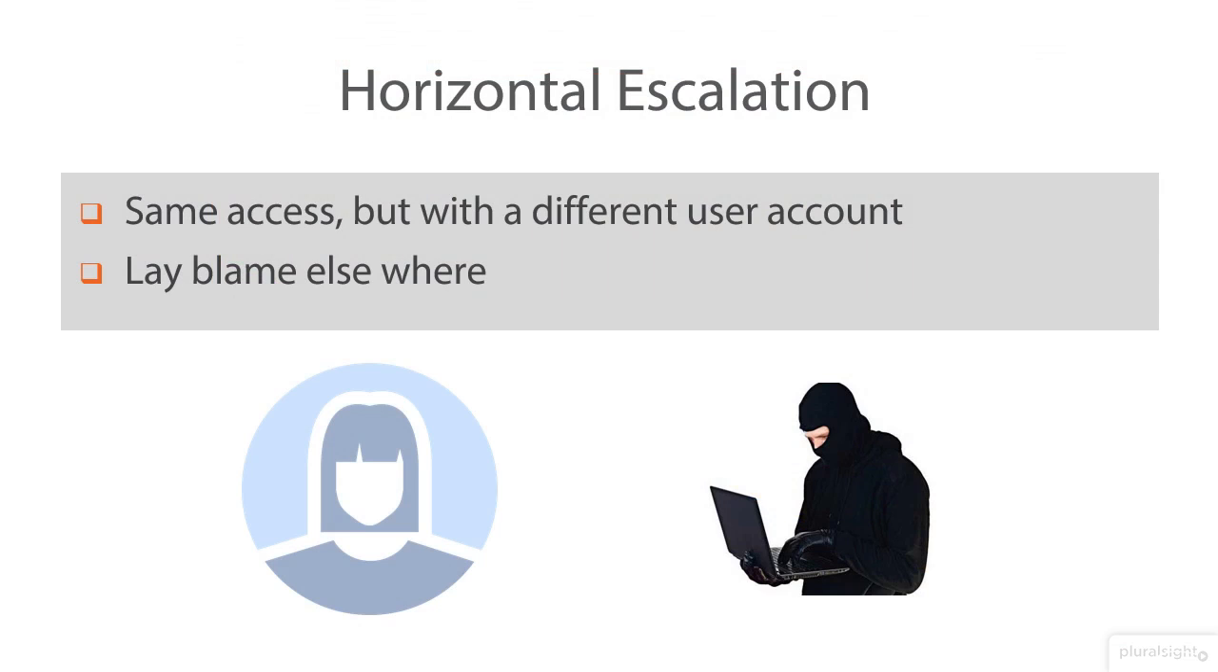Now there's another type of escalation that we can use, which is called horizontal escalation. And this is just simply where we use a different account with the same rights that we have to do what we want to do, but we get to lay the blame on them. And technically, I guess there's one more escalation type. It's called de-escalation, which I think you can guess by its name. We're going to take rights away from a user.